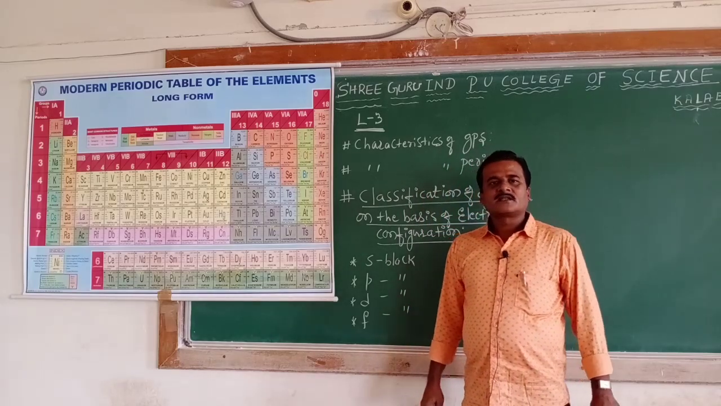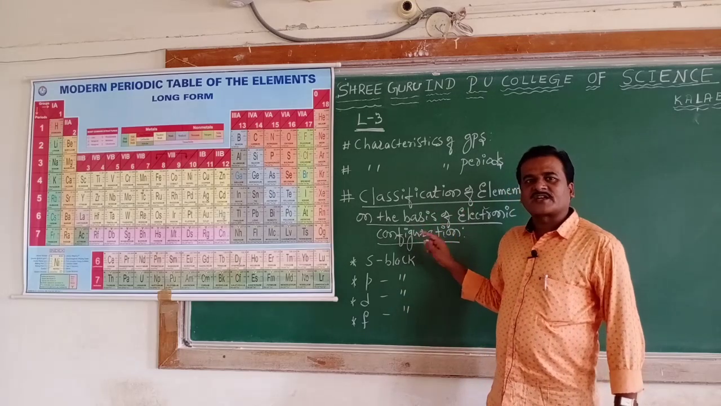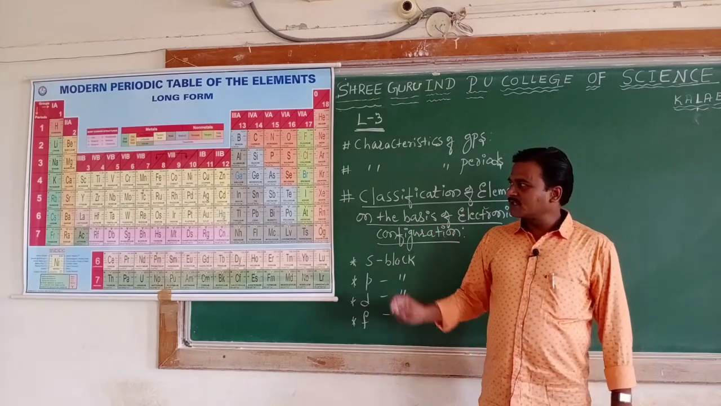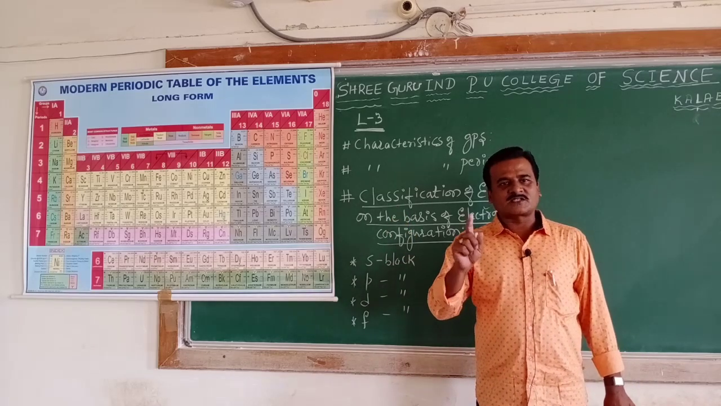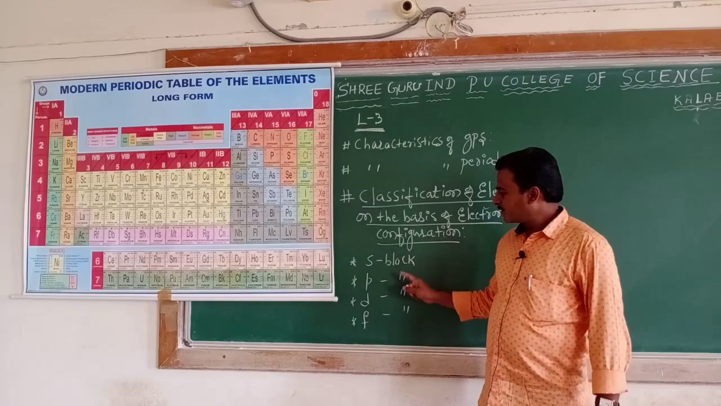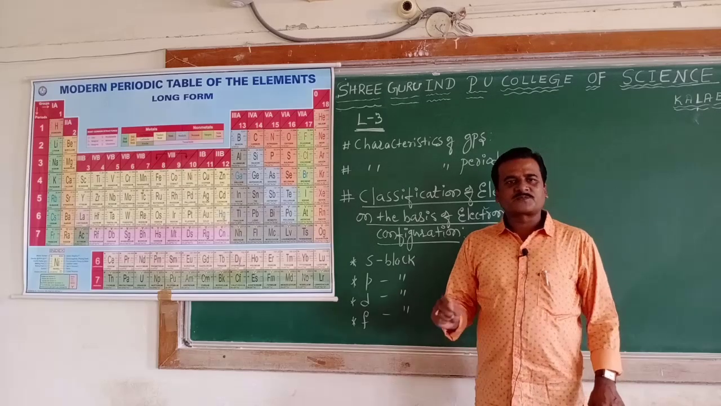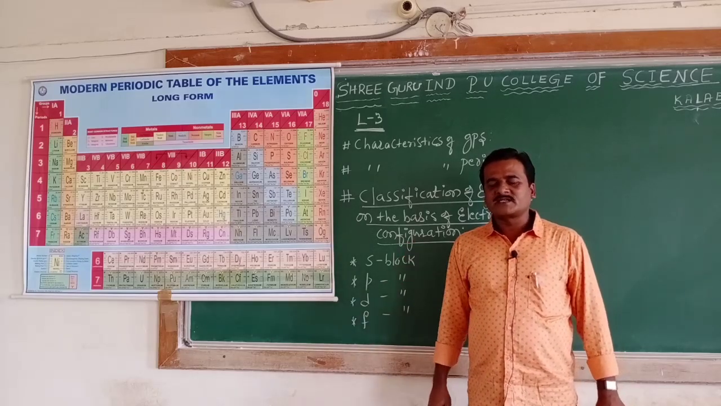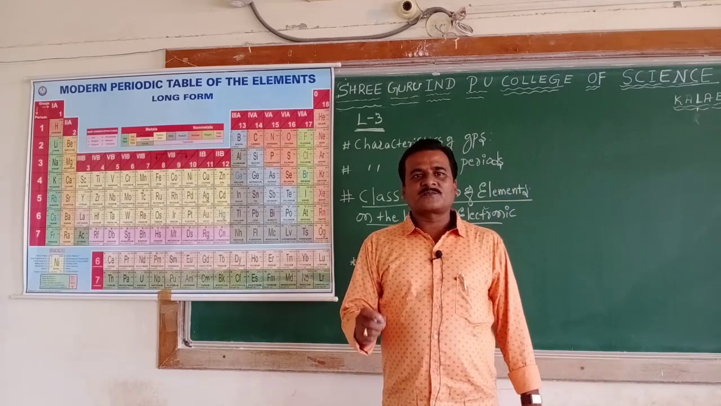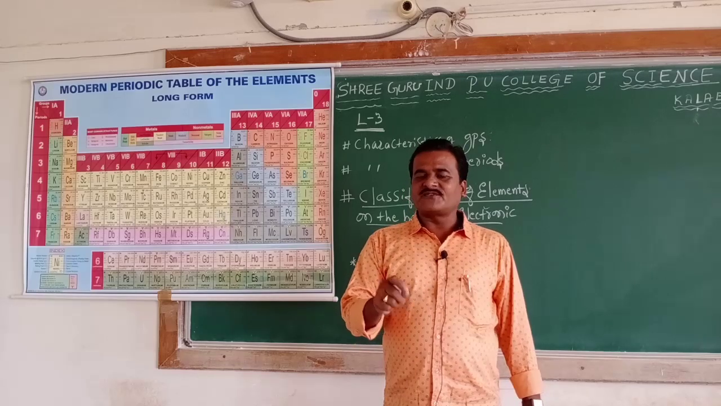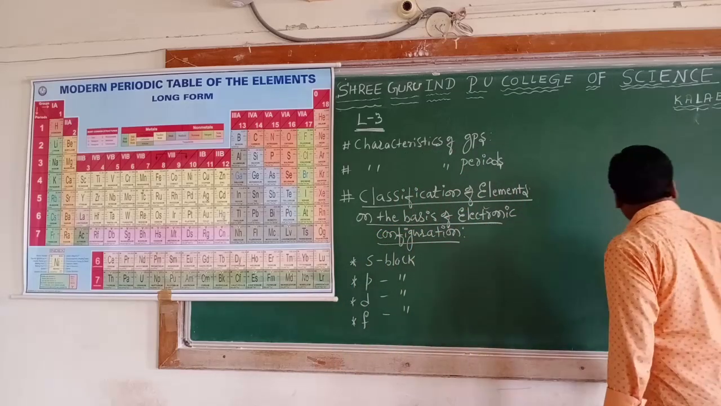I repeat, classification of elements on the basis of electronic configuration. Altogether, the known elements in the modern periodic table are classified into 4 blocks: S block, P block, D block, F block elements. Let's collect the characteristics of S block, P block, similarly D and F one by one in today's class. Come on. Characteristics of S block elements.